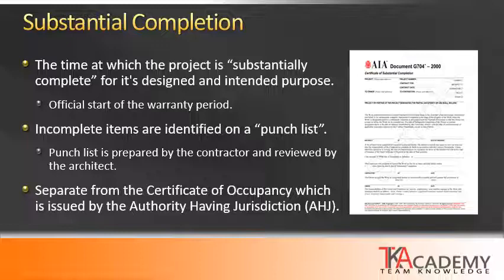At the completion of the substantial completion inspection, a certificate of substantial completion should be issued. There is an AIA standard form document G704 for the Certificate of Substantial Completion. The punch list, the verified punch list, should be attached to this document and issued to both the contractor and the owner. Note that this is separate from the Certificate of Occupancy, which is issued by the authority having jurisdiction. Although the architect may issue a Certificate of Substantial Completion, the owner cannot move in and occupy the building unless there is a Certificate of Occupancy issued by the AHJ.